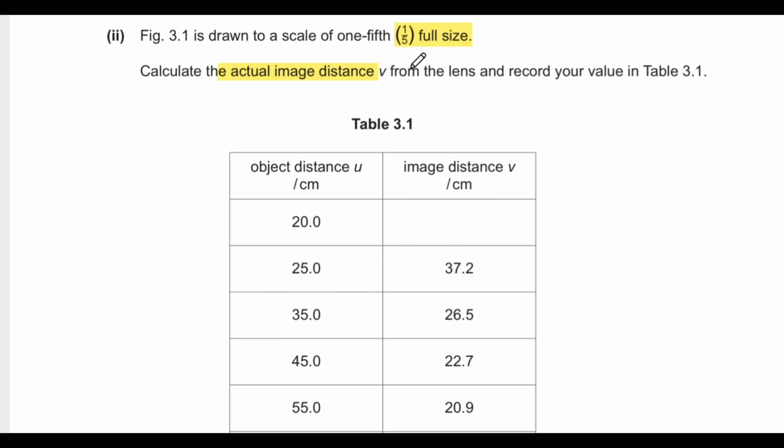The question is saying that the distance in paper is 5 times smaller than the distance in actual life. So if the distance on paper is 12.1, that means in real life it would be 5 times bigger than 12.1. So to get the actual distance, I'll multiply 12.1 with 5. So actual distance is 60.5.